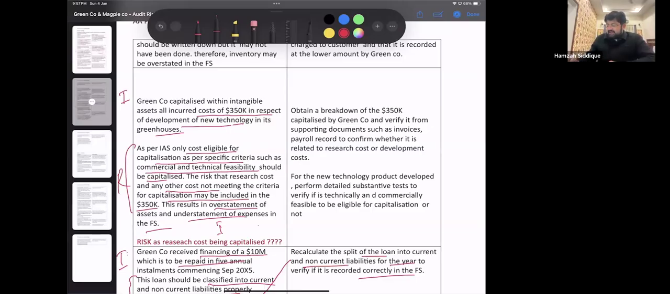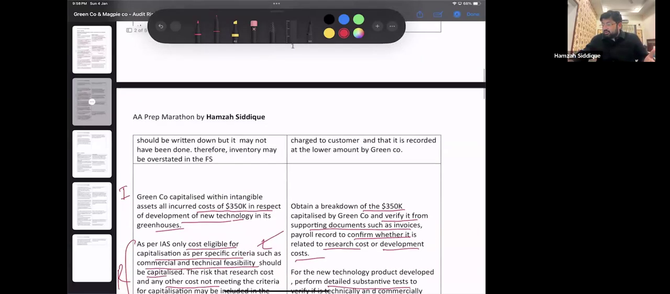So you can discuss that research costs may have been capitalized, which should be expensed. So how to address it? Obtain a breakdown of the 350,000 capitalized and verify it from supporting documentation to confirm whether it is related to research or development. For the new technology developed, perform detailed substantive tests on whether it is commercially or technically feasible. You see here how easy the question has become.